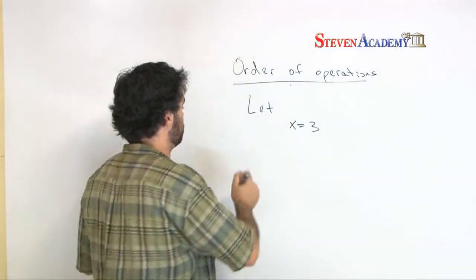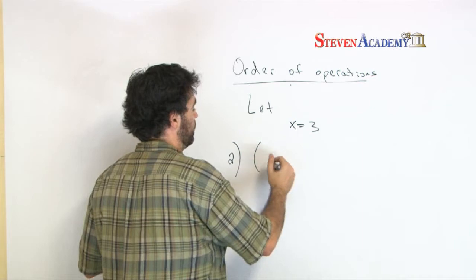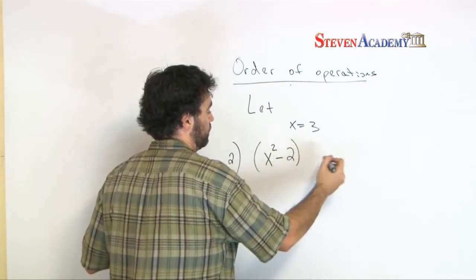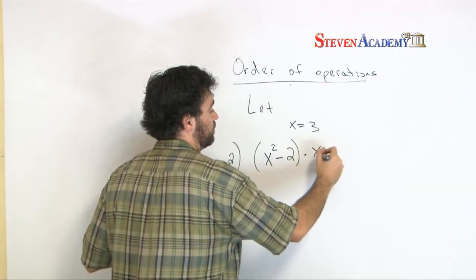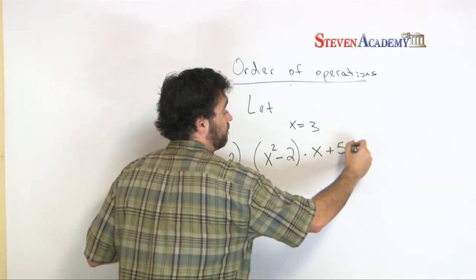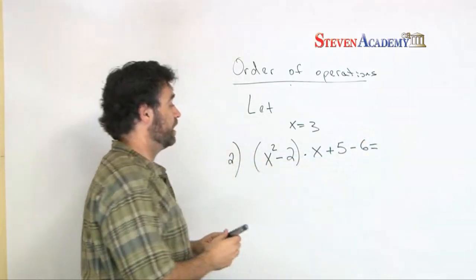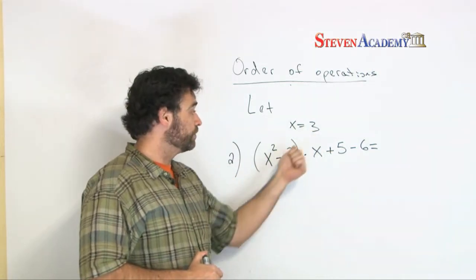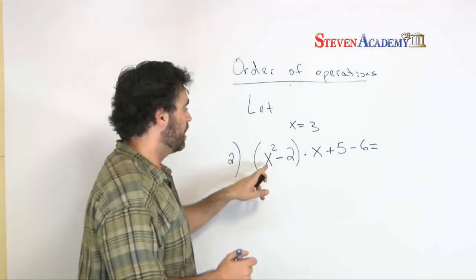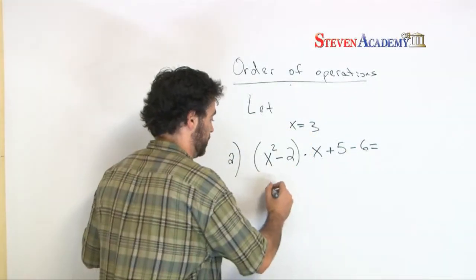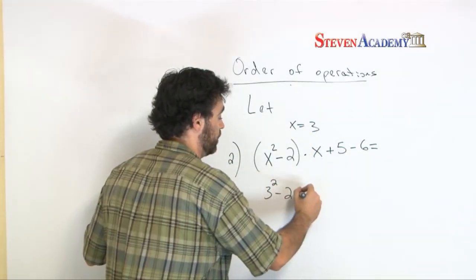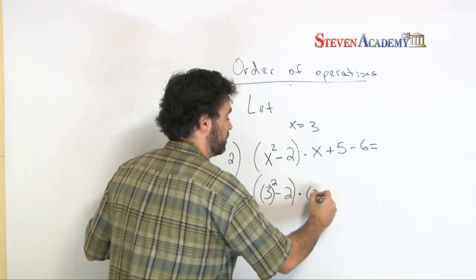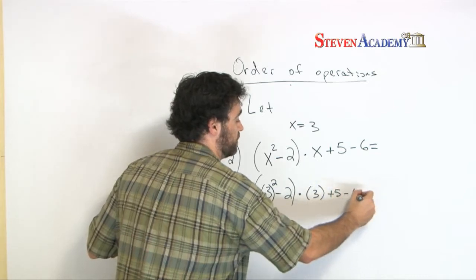And we look at another one of these. We say that x squared minus 2 times x plus 5 minus 6. Okay, so here's another expression. We're going to replace our x everywhere with 3. So we say that 3 squared minus 2 times 3, and use the parentheses, plus 5 minus 6.